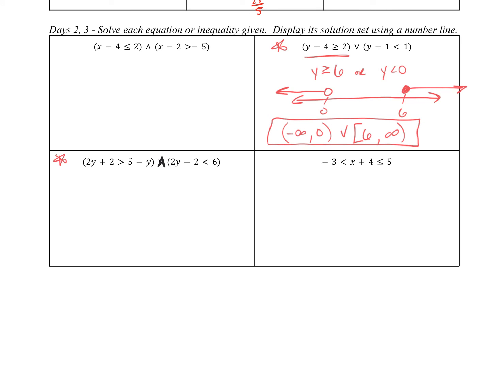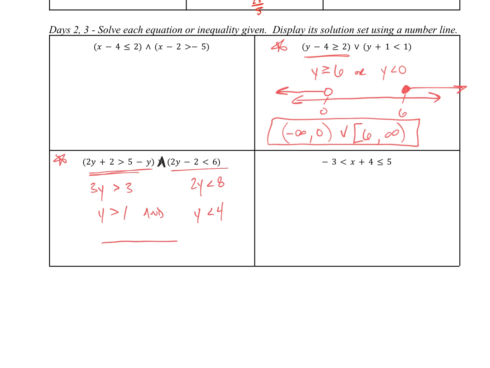And for the solution to number 4 here, we want to solve these individually. This is an AND statement. So when I solve the left-hand inequality, I'm going to add y to both sides and subtract 2 from both sides, and then divide by 3. I'm not dividing by a negative number, so I'm not going to flip that inequality. And add 2 to both sides, divide by 2.